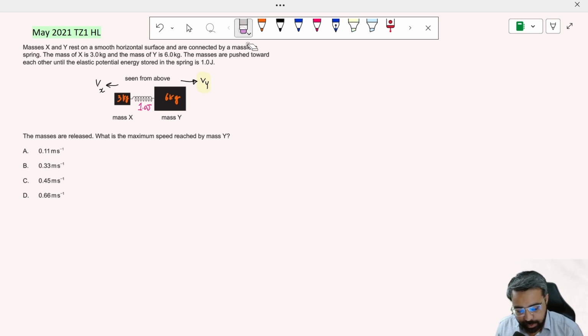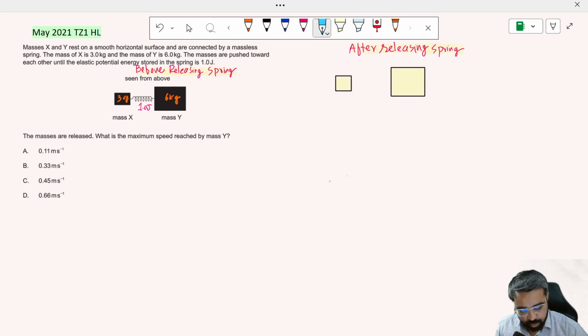So let's divide this question into two situations. The one is before releasing the spring. So students, this is the moment just after you release the spring. It doesn't mean that the spring is fully released, or else the spring would gain 1 joule of energy once again, if no energy is lost. So it is just the moment after you release the spring, and this is the velocity of y, and this is the speed of x.